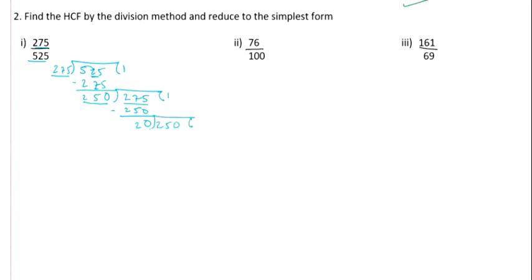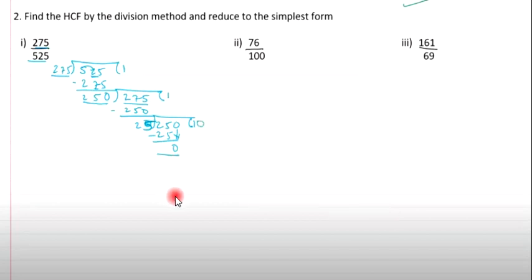You have to write the next divisor 250 again here. I'm sorry, the divisor was 25. So now the next you have 250 divided by 25. You'll have 25 tens are 250 and 0 you will write as it is. The number that you have written as a divisor, the last, is the HCF. So here in this case, you have HCF as 25.